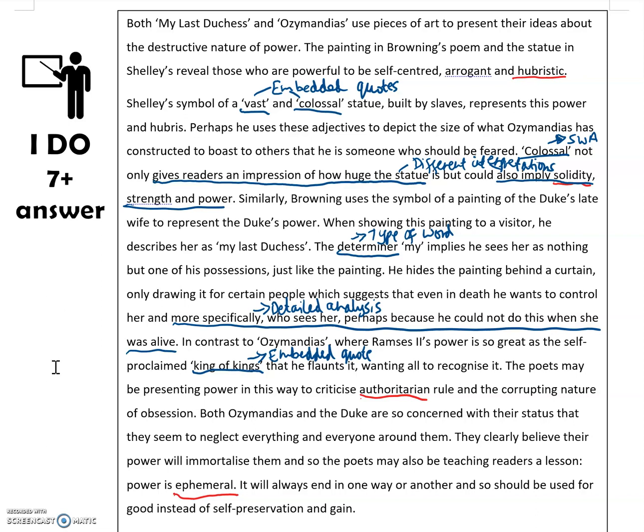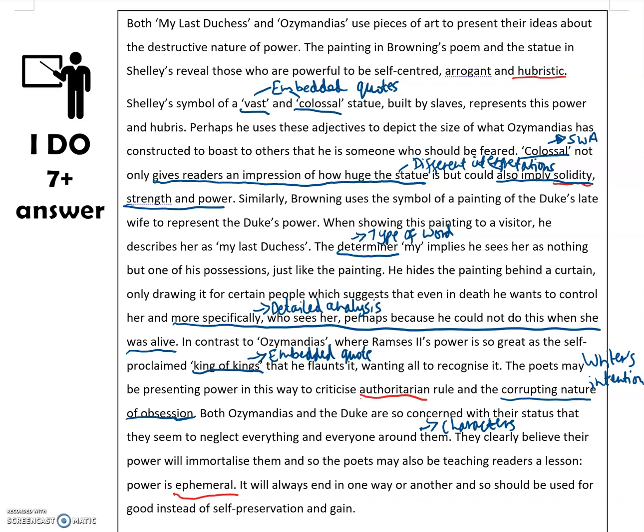We've also got, where is it? Here. And the corrupting nature of obsession. So again, the vocabulary is upgraded here. The poets may be presenting power in this way to criticize authoritarian rule and the corrupting nature of obsession. So we're looking at the writer's intention here, making it very clear what both writers are trying to do. Do you see here we've got comparison of both of the writers here. We've also got the characters, both Ozymandias and the Duke. So we've got how these characters are related to the question.